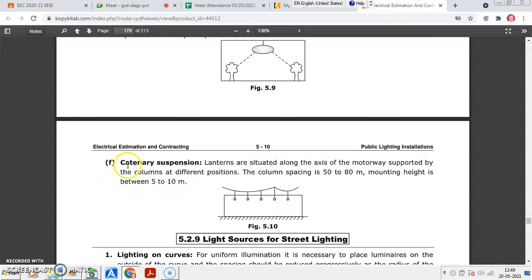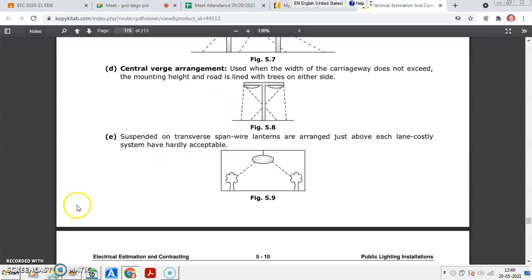Then the catenary suspension. Whatever the lateral arrangement, here you have suspended lamps situated along the axis of the motorway. म्हणजे तुमचा जो मोटरवेची ॲक्सिस आहे, the motorway is supported by columns at different positions, and these lamps are provided. The columns are spaced around 50 to 80 meters apart. Mounting height is 5 to 10 meters, depending upon the traffic over there, but normally it is as per requirement. This is not a general provision, while the earlier four are general provisions.